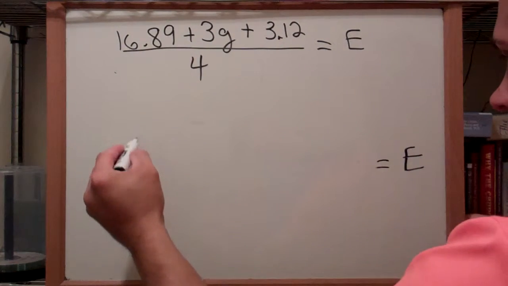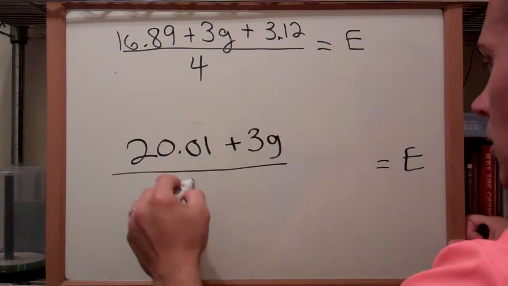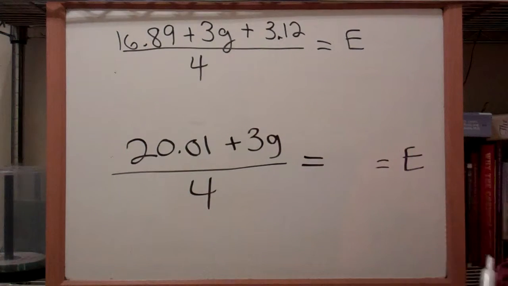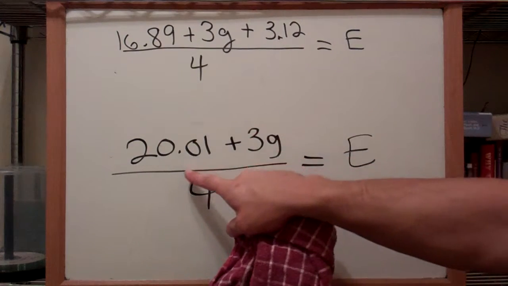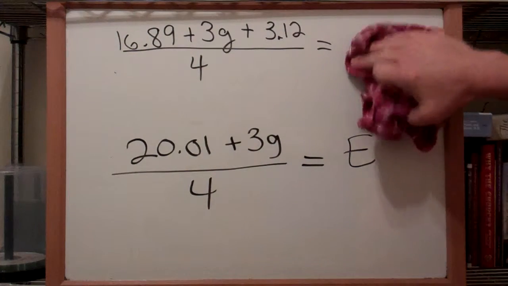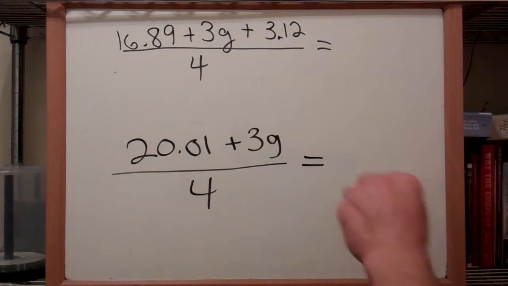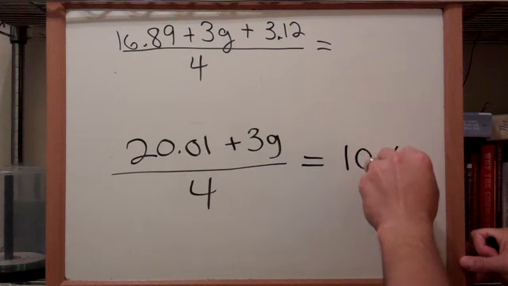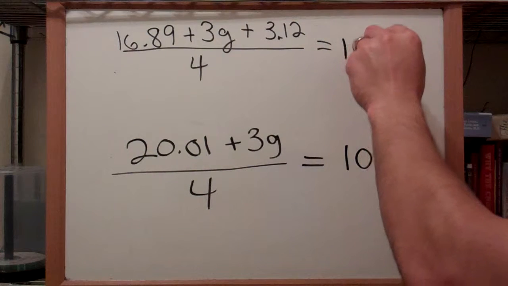$20.01. So we could say 20.01 plus 3G all over 4 is equal to E. And again, I got the 20.01 from adding these 2 numbers together. And now this is as far as we can simplify. Oh I'm sorry, we do know the E here. We knew the letter E. It said that each person before taxes paid $10.69. Okay, so E we can also replace in the equation.